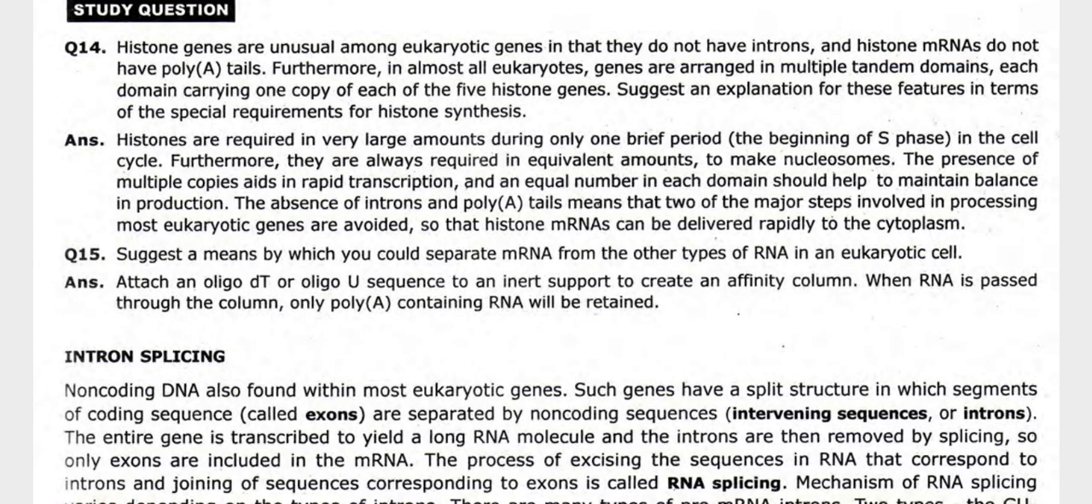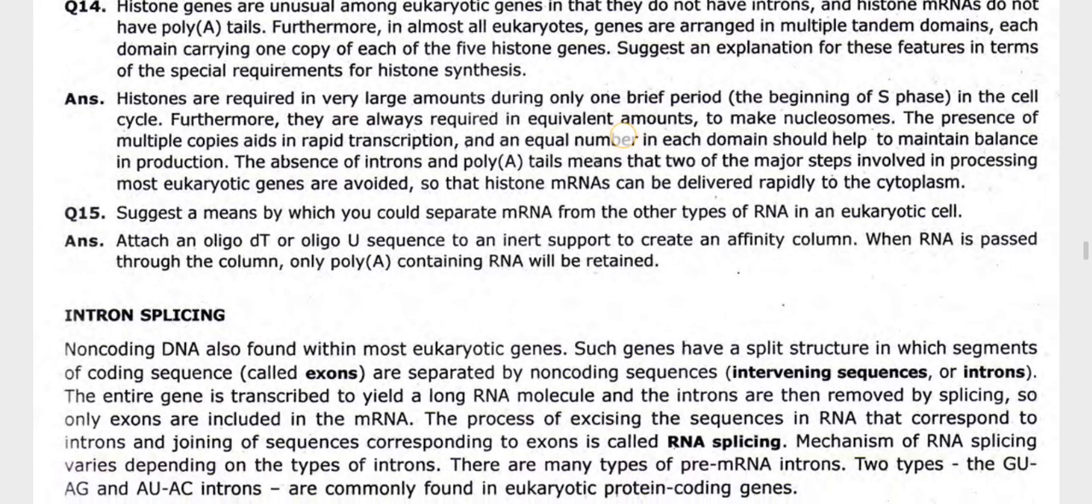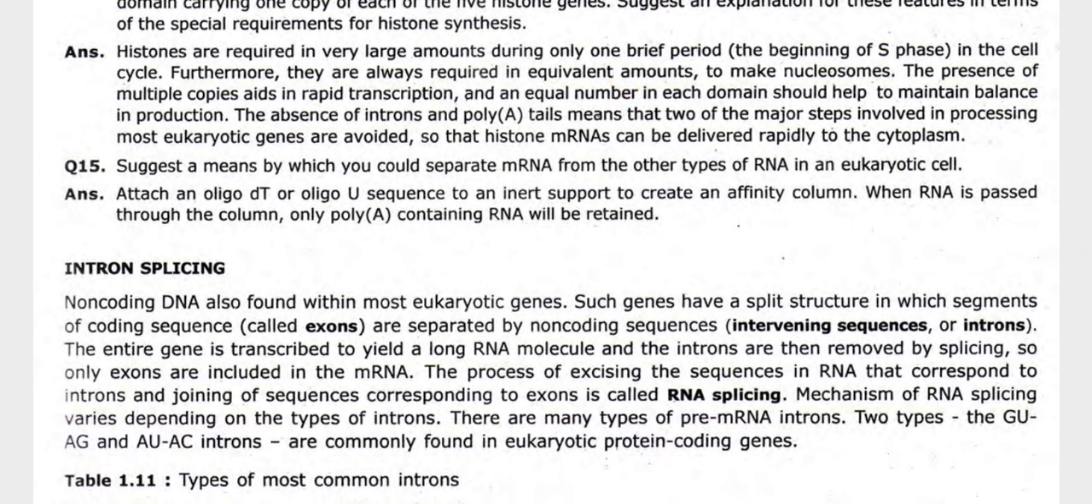So just a means by which you could separate mRNAs from the other types of RNA in a eukaryotic cell. Attach an oligo dT or oligo U sequence to an inert support to create an affinity column. When RNA is passed through the column, only poly A containing RNA will be retained.